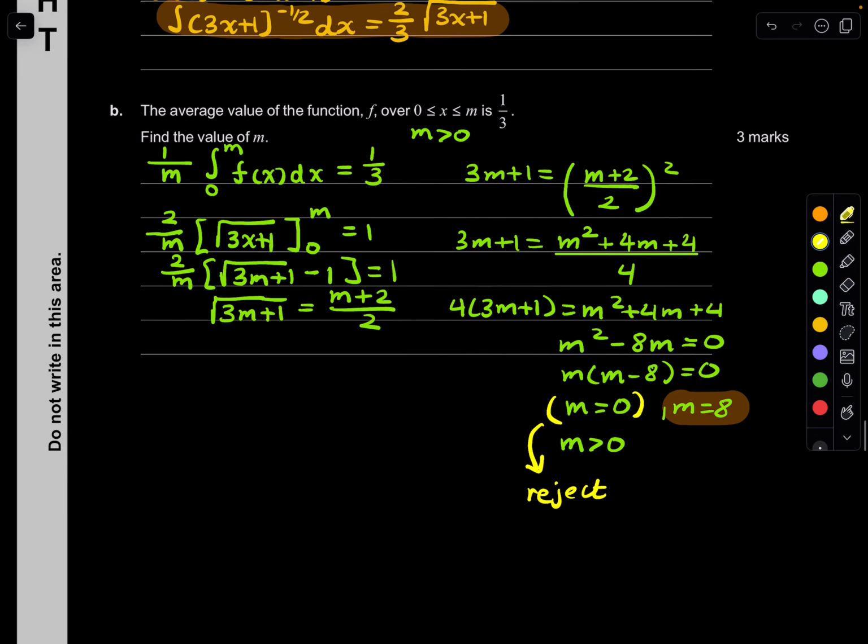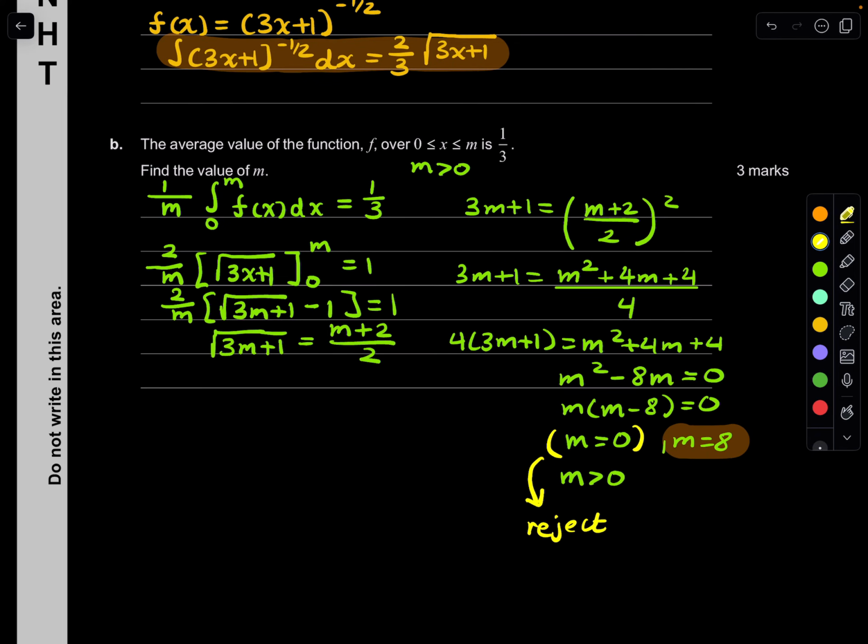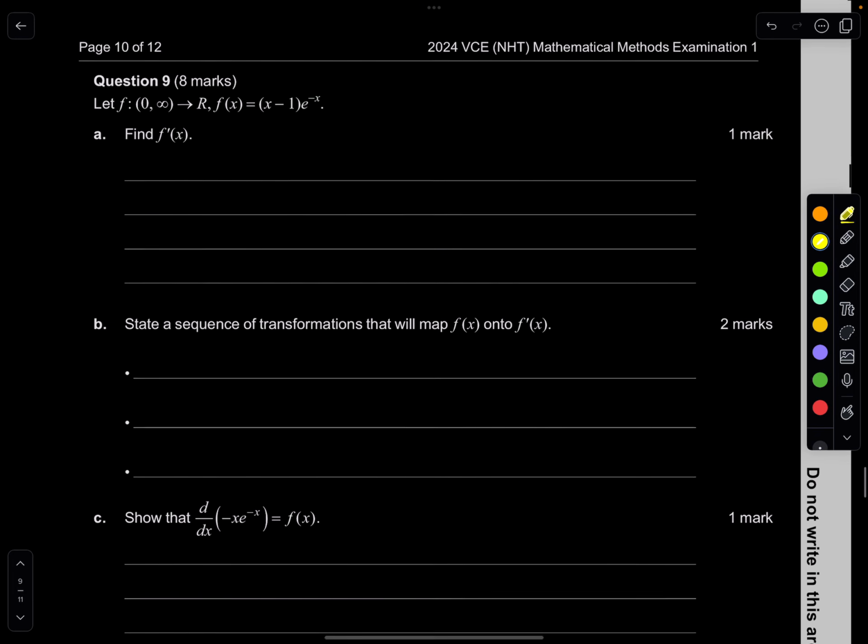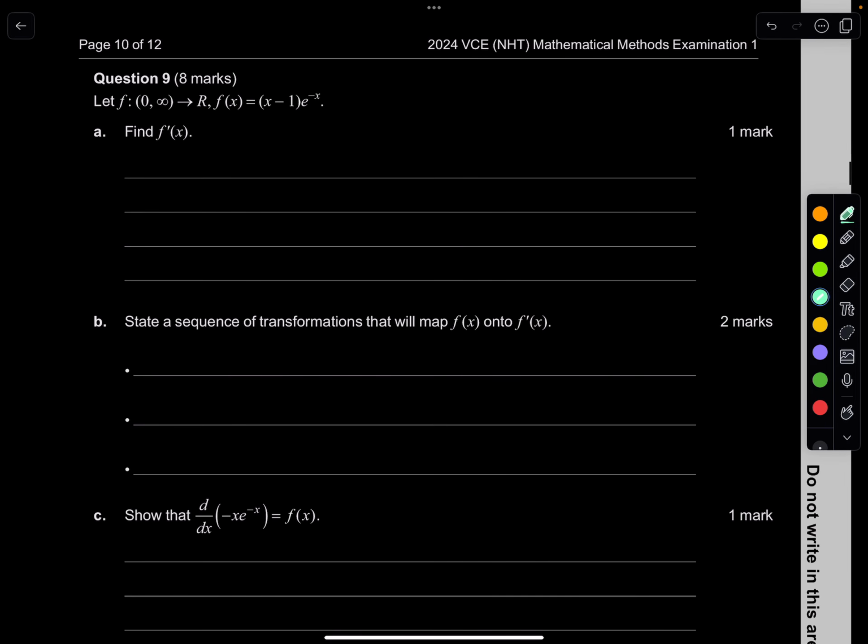Reject. Beautiful. I hope that's no mistake on that. Now, I think question 9 is the last question. So let's smash this paper. Let f of x be this, the integral from 0 to infinity. Find f dash of x.